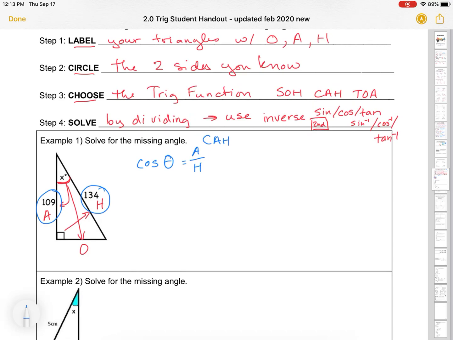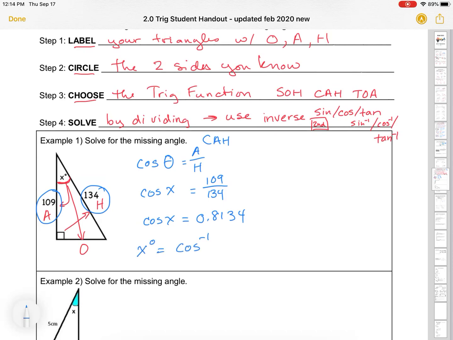The neat thing with this is that you don't have to do cross multiplying and dividing when you're finding an angle. You're just going to find the ratio. So cos of x is equal to 109 over 134, and we're going to divide. I grabbed my phone to divide instead of my calculator. When I go 109 divided by 134, I get 0.8134, to 4 decimal places.